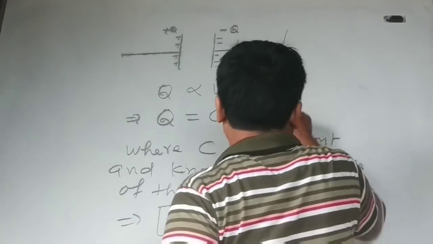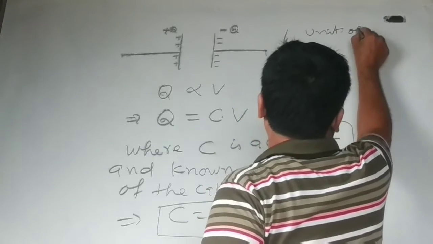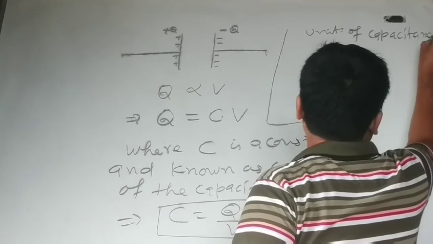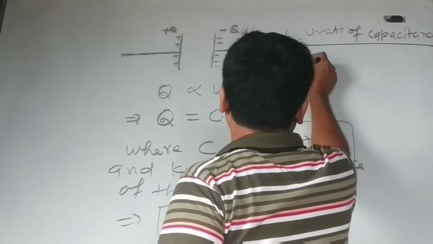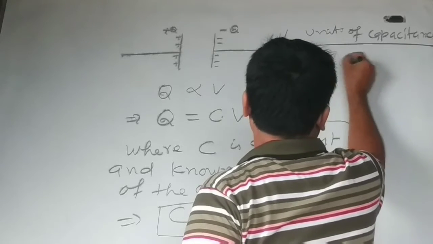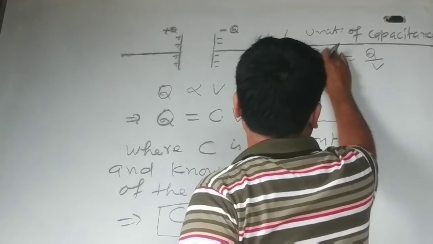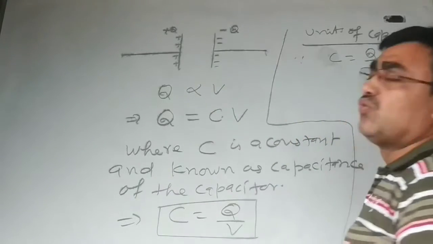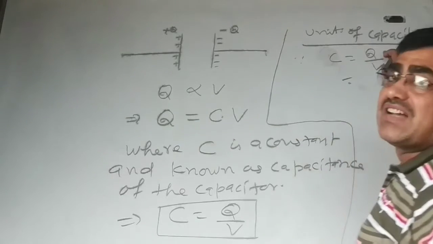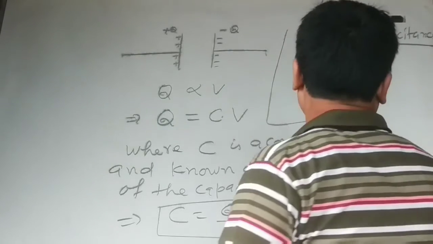Here, units of capacitance. Since you know that C is equal to Q upon V, okay. Here Q is charge and V is potential difference, PD. Okay.